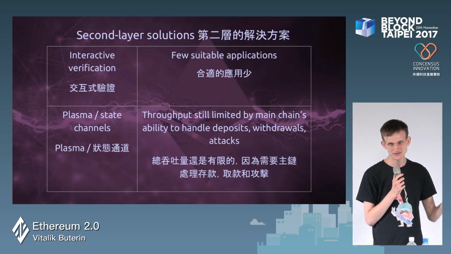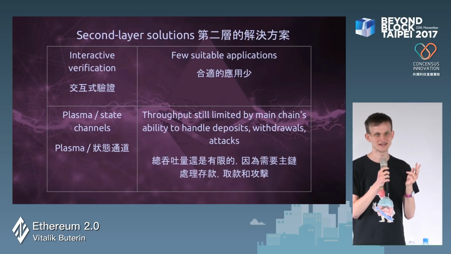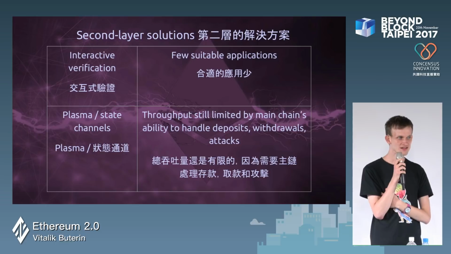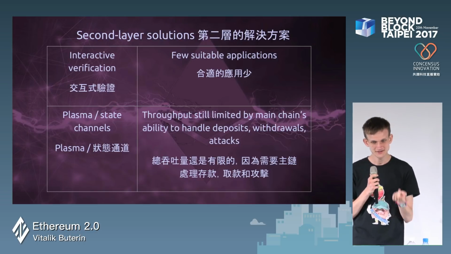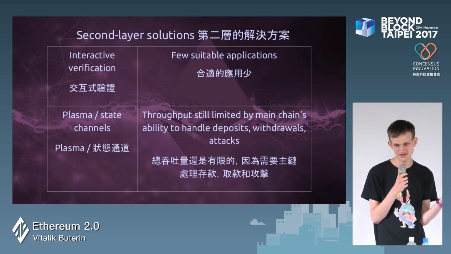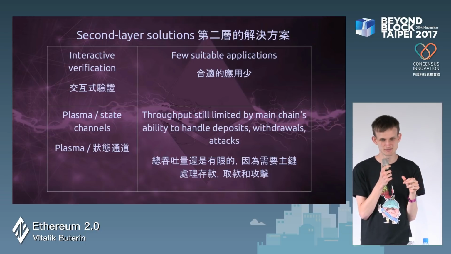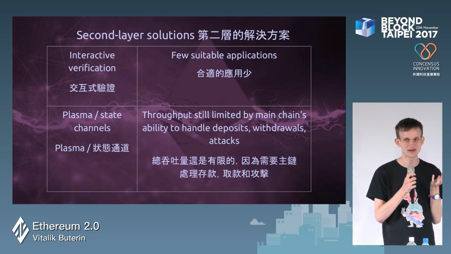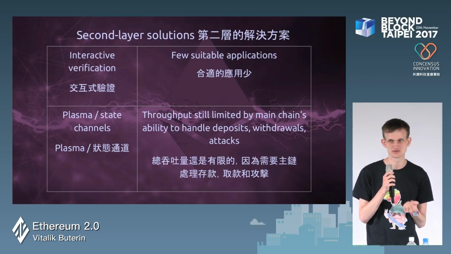It's hard. Now, the second kind of solution is things like Plasma and state channels and Lightning and Raiden and this general big category of things. These solutions are nice, and they can provide quite a bit of scalability. But one problem is that their throughput is still limited, right? And it's still limited by basically the main chain's ability to handle deposits, the main chain's ability to handle withdrawals, and the main chain's ability to handle attacks. And also, it requires much deeper reasoning about the game theoretic properties of the mechanism that you're building, which makes it, I would say, significantly less generalized as well.